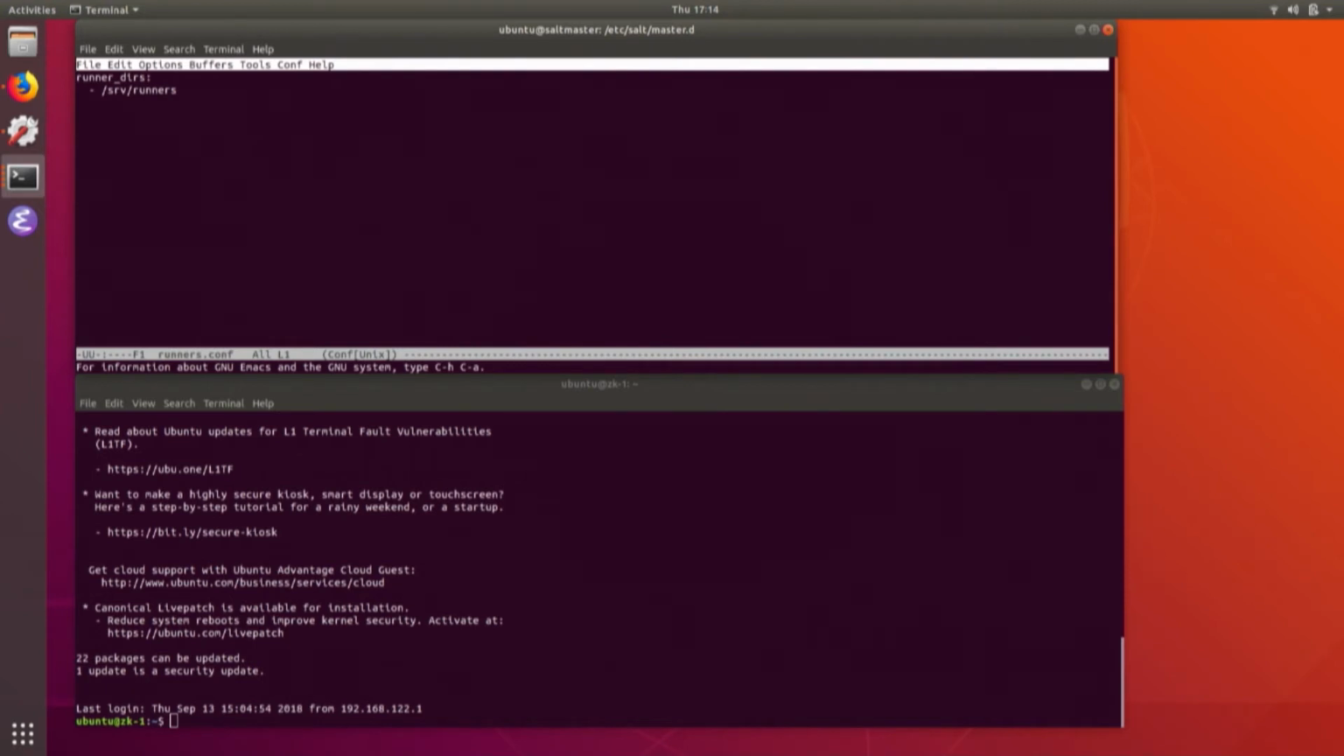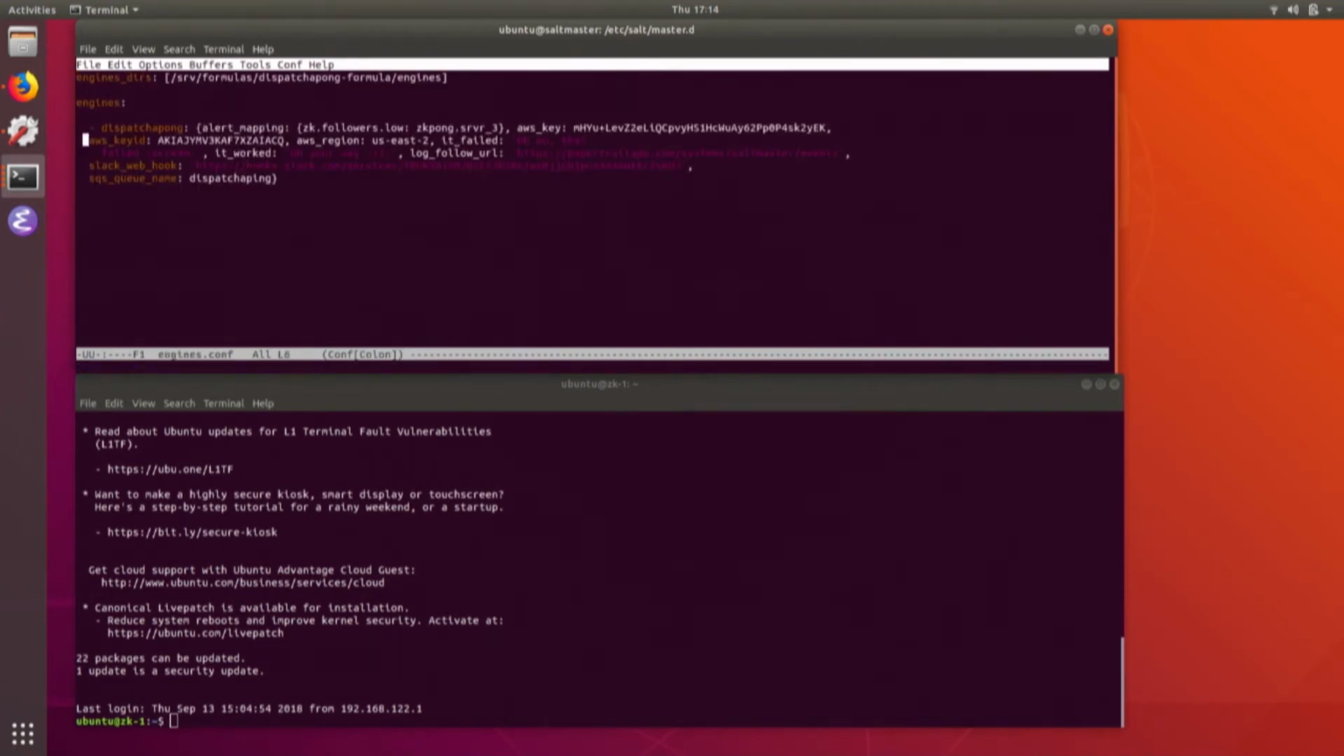I want to look at this runner. Oops, nope, I want to look at this engine. And this is kind of ugly because Salt rendered this out for me. But the basic idea, the thing I want to call out here is this. I have a little runner that I call Zookeeper. And so let's do this.